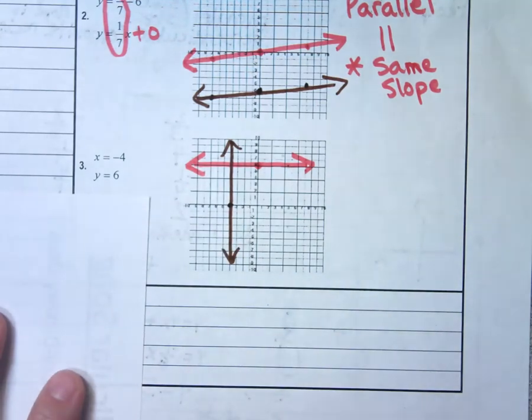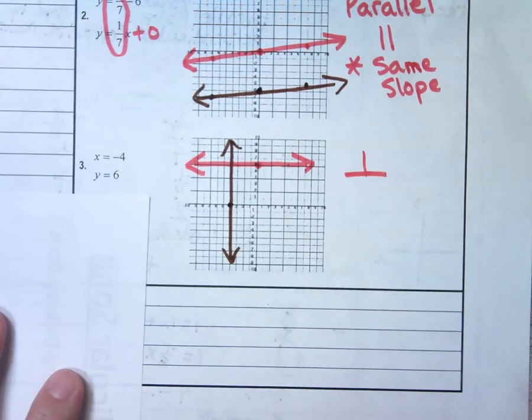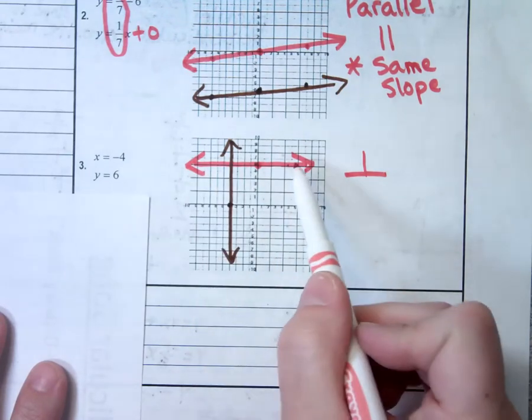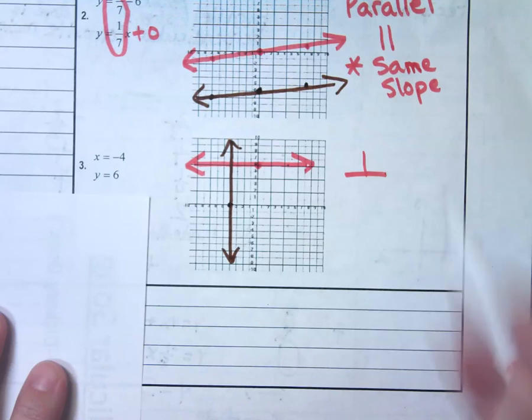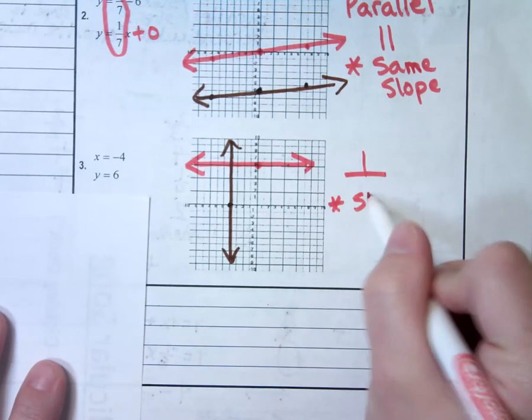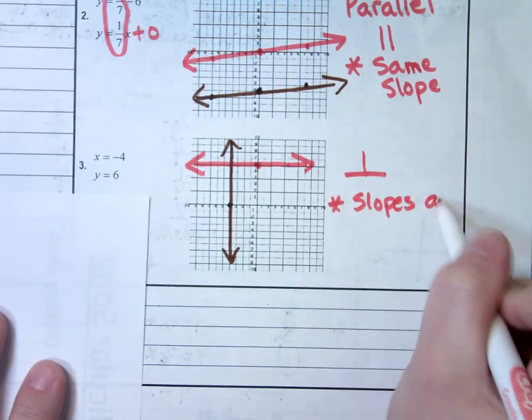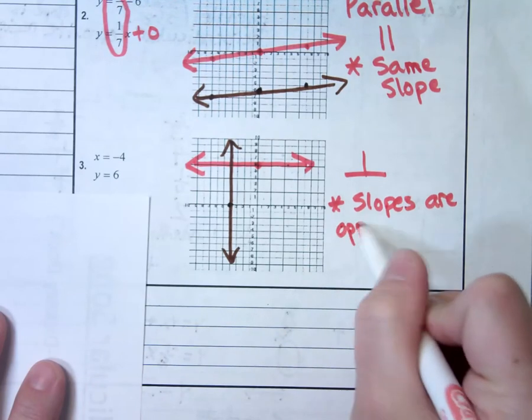And these lines, what do they look like? Perpendicular. I'm just going to use the symbol. And their slopes are opposite reciprocals. One has a slope that's 0. One has a slope that's undefined. And those are opposite reciprocals. So I'm going to go ahead and just write that down. Slopes are opposite reciprocals.